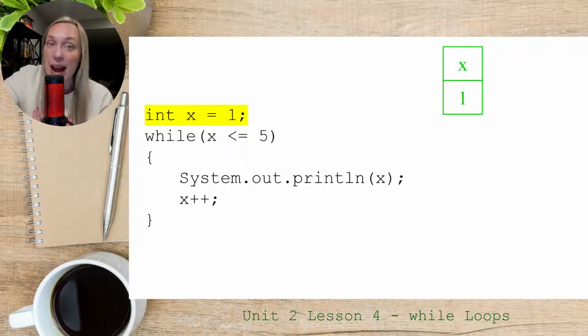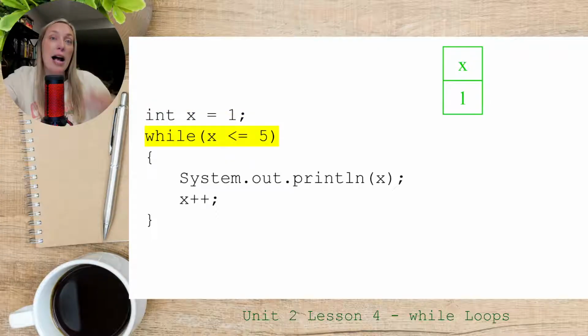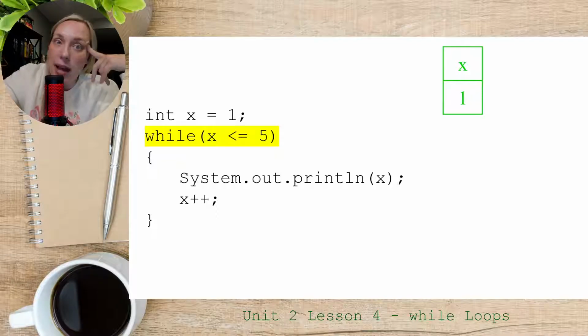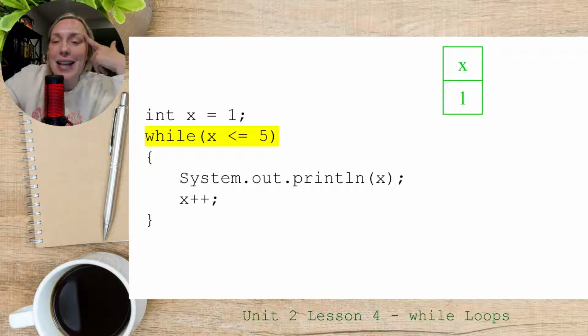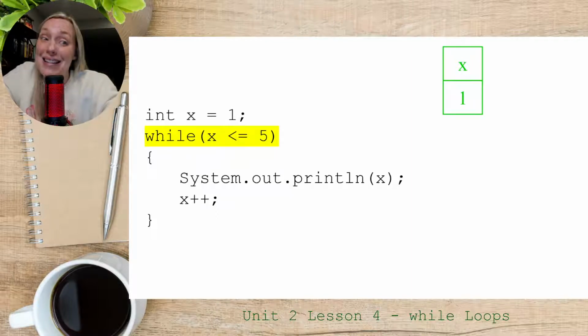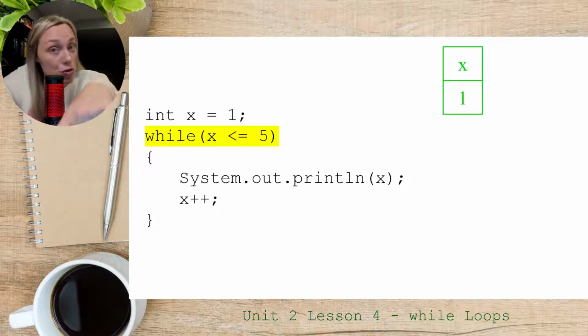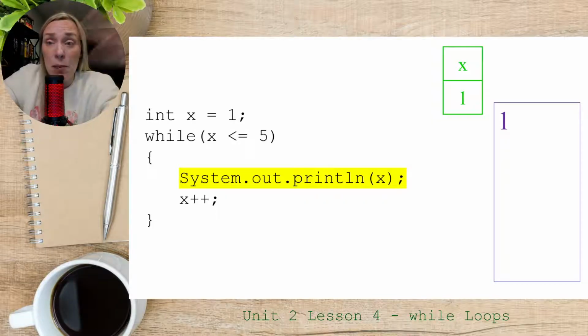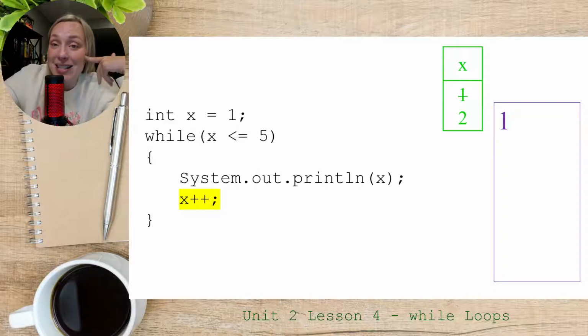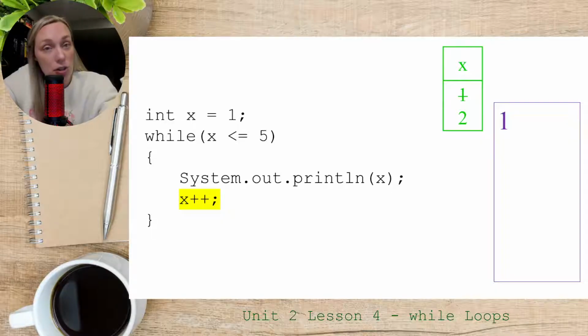So we start off with x being 1, and then we have our condition. It says while x less than or equal to 5. Think about what that means in English, right? While x is less than or equal to 5. So we ask, is x less than or equal to 5? Currently x is 1, so yes, that is true. So we're going to run these 2 statements. I'm going to print off the value of x, which is 1, and then I'm going to increase x by 1. So x is now 2.